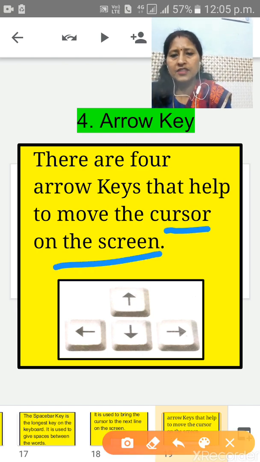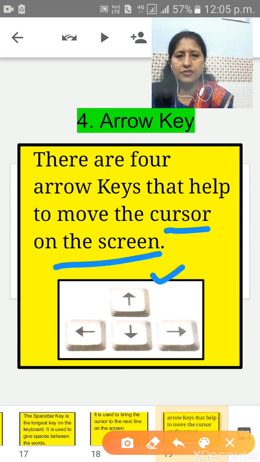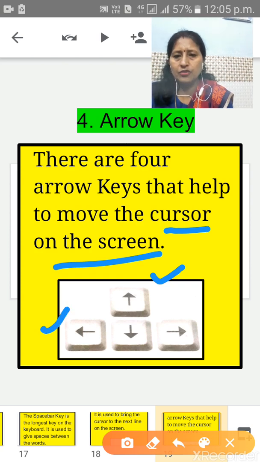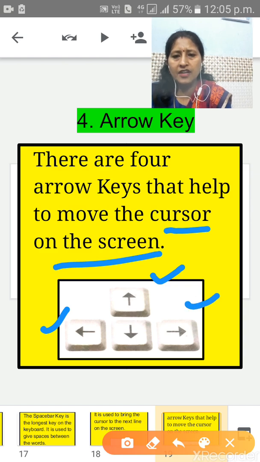Children, this is the upward arrow key. It is used to move the cursor upward. This is the left arrow key. It is used to move the cursor to the left side. This is the right arrow key. It is used to move the cursor to the right side. This is the down arrow key. It is used to move the cursor downward.